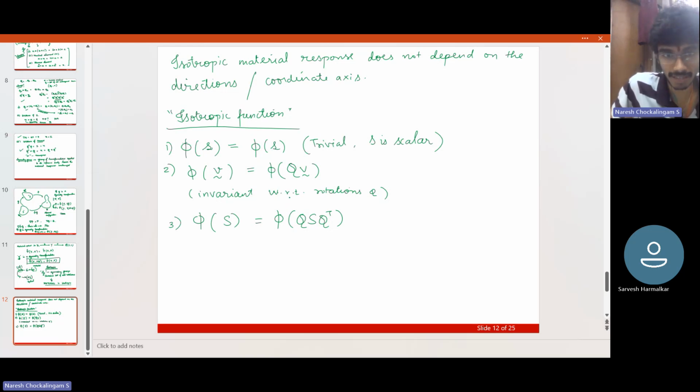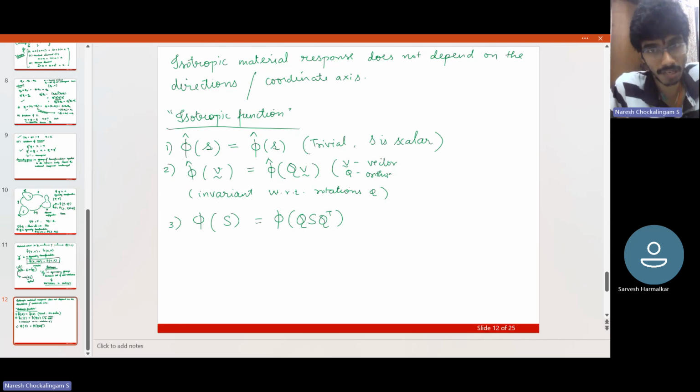So what does that mean? It means that you take a scalar, you apply a rotation, we should get the same response. But you can't rotate a scalar because it has got no directions. Therefore, phi cap of s should be equal to phi cap of s, and s is a scalar. But what if we have a vector? You rotate the vector, you should get the same response as in the unrotated case. So when is it possible? It is possible when phi of qv is equal to phi of v for all v, where v is a vector and q is a rotation tensor.